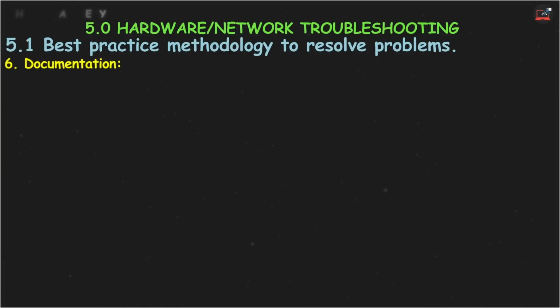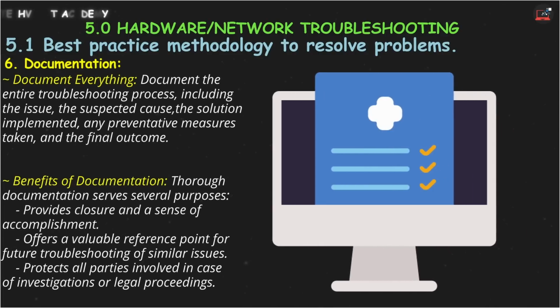6. Documentation. Document everything. Document the entire troubleshooting process, including the issue, the suspected cause, the solution implemented, any preventative measures taken, and the final outcome. Benefits of documentation. Thorough documentation serves several purposes: provides closure and a sense of accomplishment, offers a valuable reference point for future troubleshooting of similar issues, protects all parties involved in case of investigations or legal proceedings.